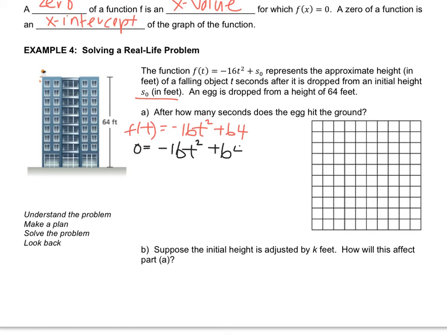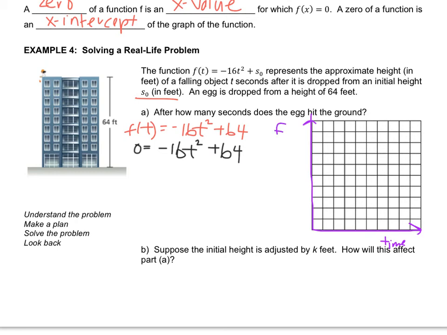Now back in the polynomials chapter, we solved this using factoring. What we're going to do now, though, is look at where it hits the x-axis. So now when I go to graph, it doesn't make sense to be in any quadrant other than quadrant 1 because I'm talking about feet and time, so I can't have negative of either. So this is time, and the y-axis is feet.